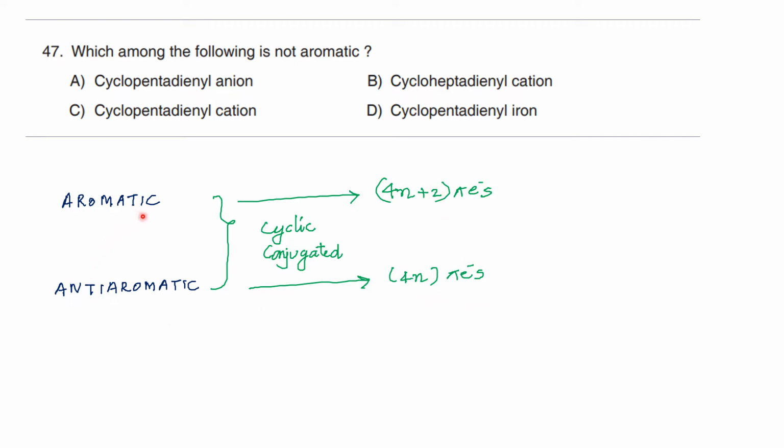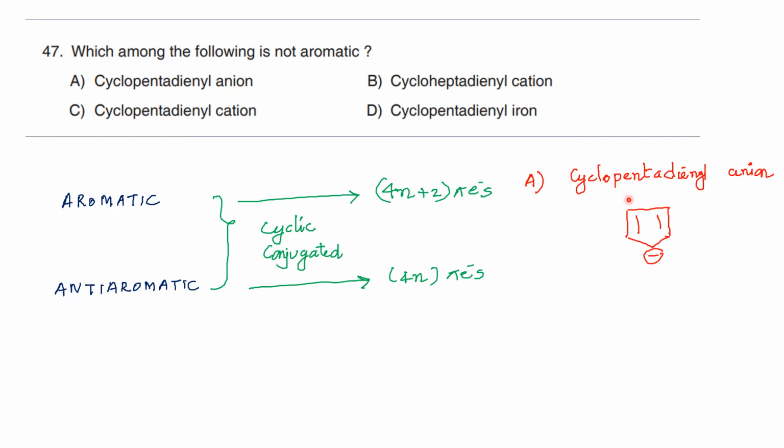Therefore, the compound can be aromatic or anti-aromatic, but if it is not cyclic and conjugated, then the compound is classified as a non-aromatic one. Okay. So let's go through the different options one by one.